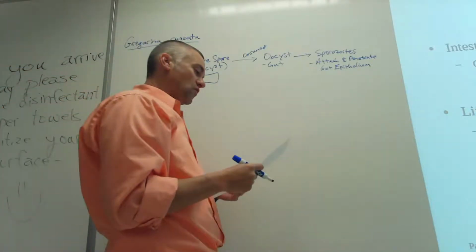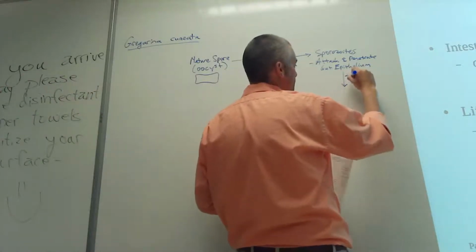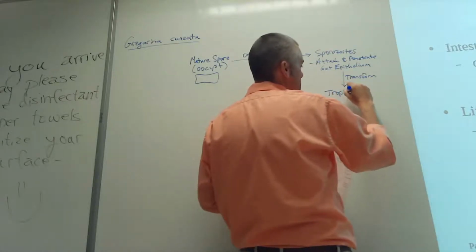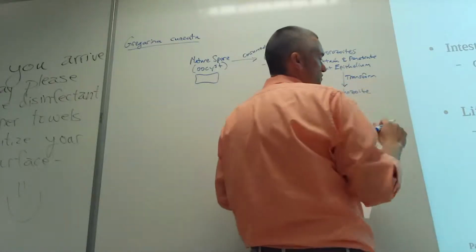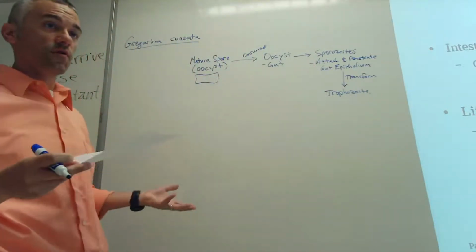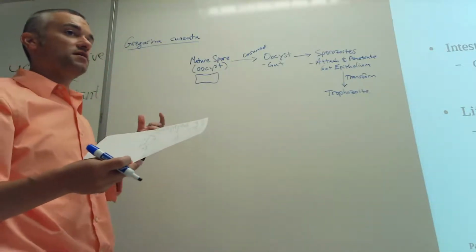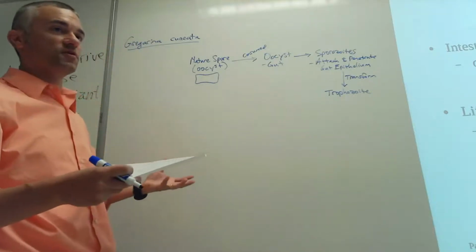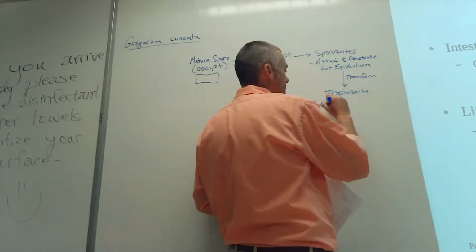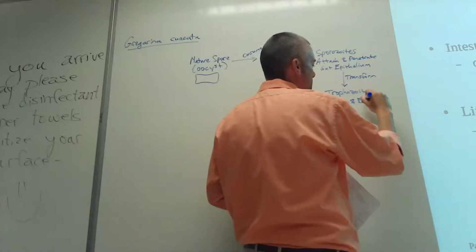Sporozoites will then transform into a trophozoite, which is our feeding stage. In this feeding stage, we will start to have growth of the organism. The trophozoite is now going to be feeding, absorbing nutrients, enlarging in size, and this is both intracellular and extracellular growth.